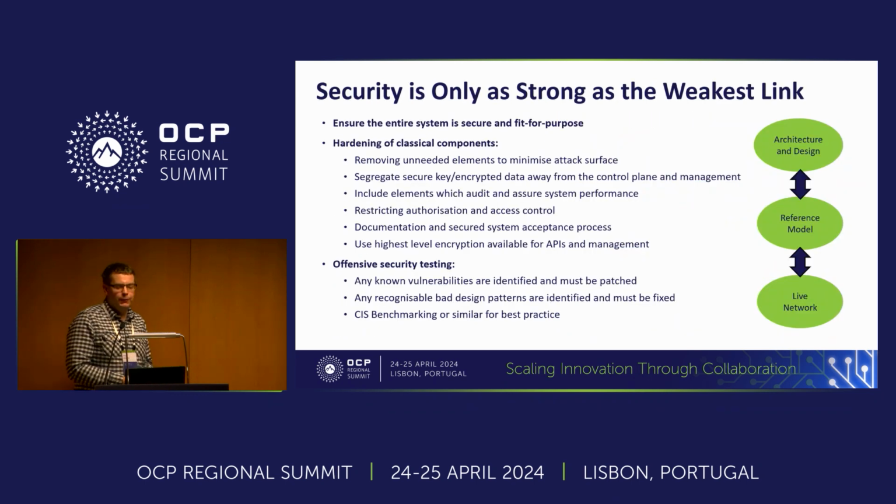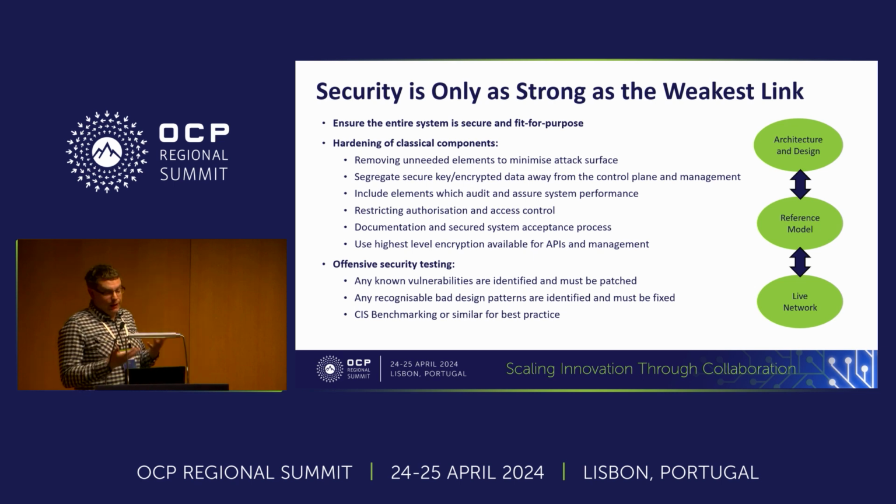However, the entire system has to be secure and fit for purpose, including all of the components, quantum and classical. So that starts with architecture being produced and reviewed to ensure correct design procedures are being used. One of those is the hardening of those classical components, removing all those unneeded elements and protocols to minimize any attack surface. Segregating the secure keys and encrypted data away from the control management traffic is also key, with a lot of auditing taking place to ensure the overall system performance. Using the highest level of encryption for APIs and management is also important.